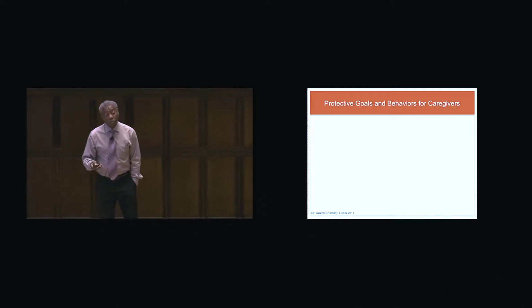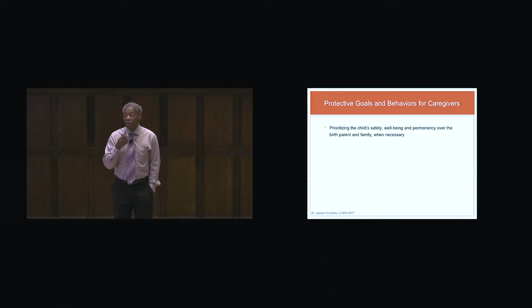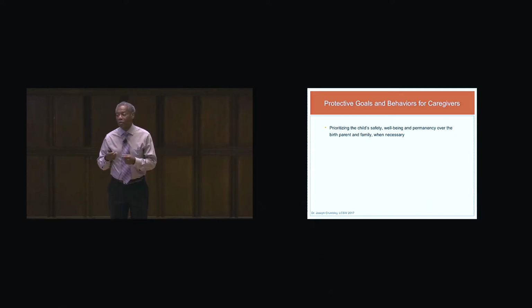So what do you do? What are your goals? Your first goal is to get relative caregivers to prioritize the child's safety, well-being and permanency over that of the birth parent. And you can see the issue here, because the attachment and the bonding is with the birth parent first, and now you're saying I'm going to place the needs of the child over that of the birth parent, which triggers disloyalty.